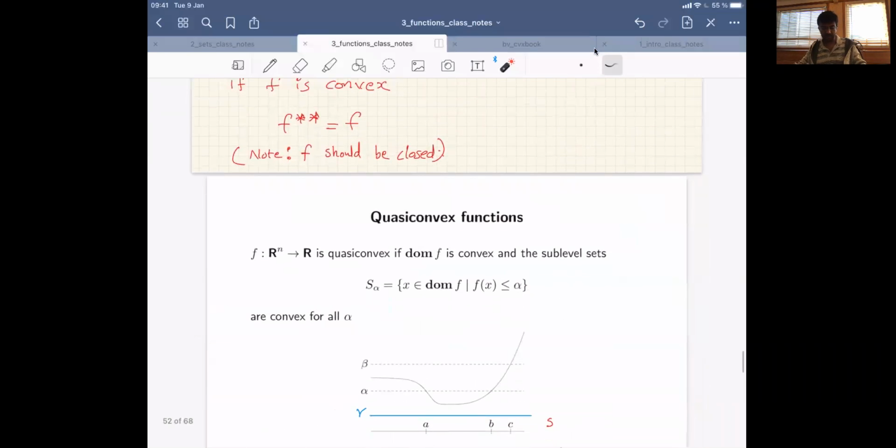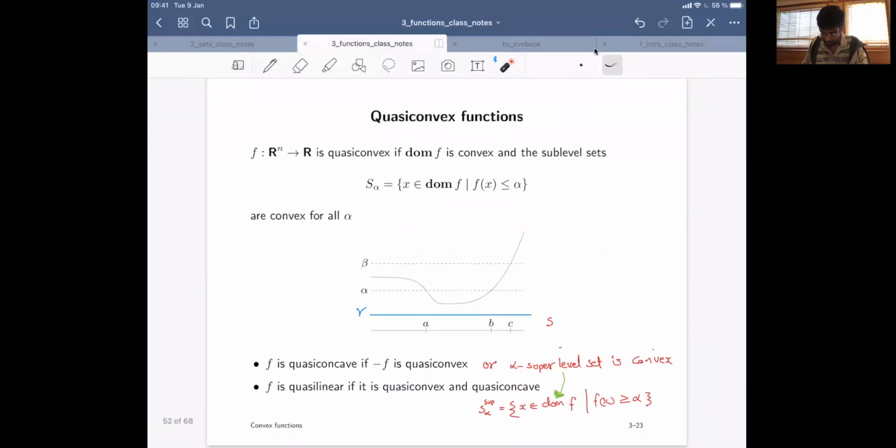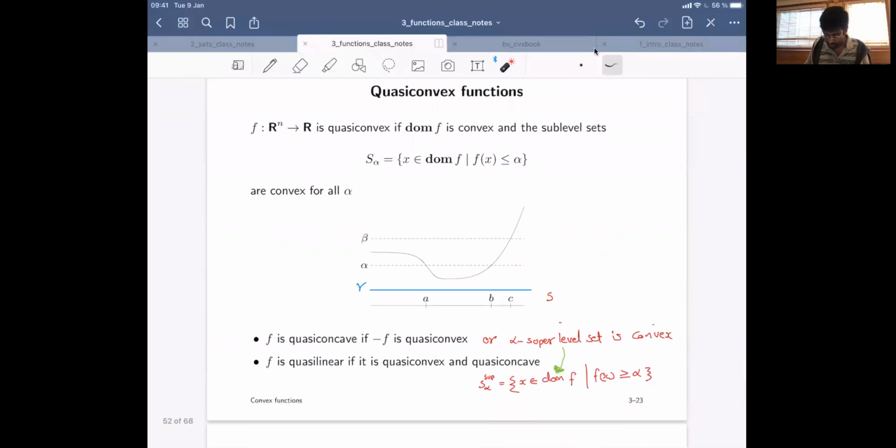Yeah, so next topic is quasi-convex function. So this is something interesting. Let's check this function, this guy over here. Is this function convex? Why? Because if you take 2 points here and draw a line that is below the function, right? So in that case, this is not convex.